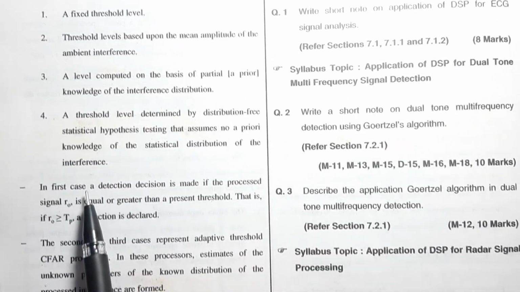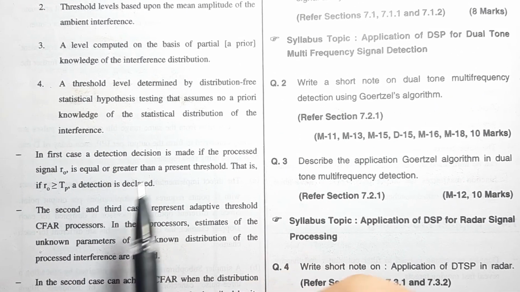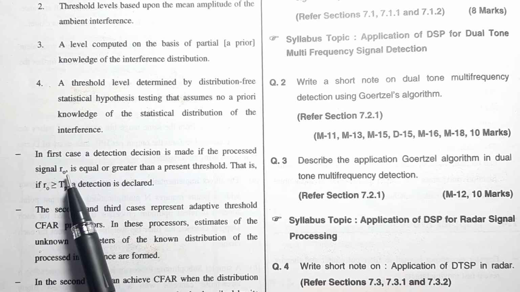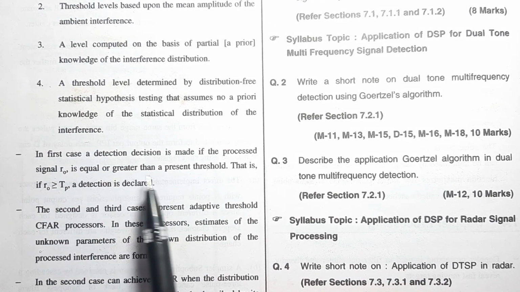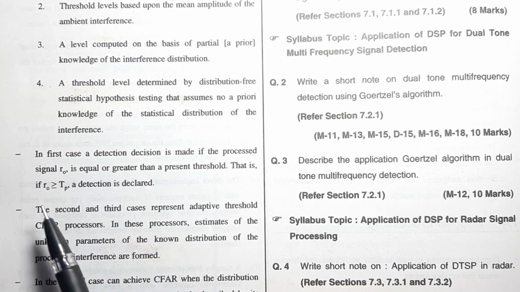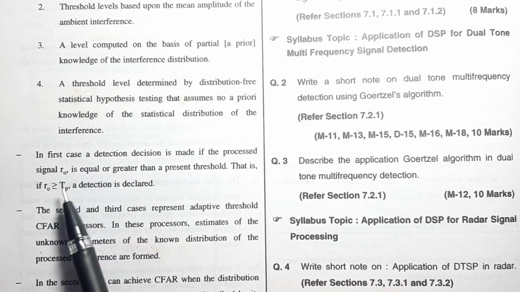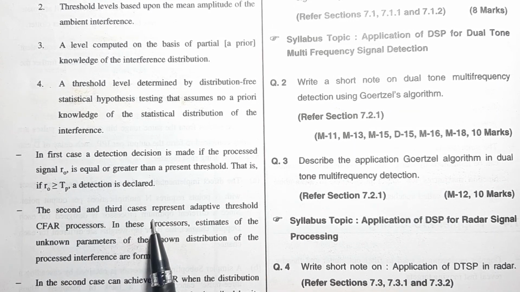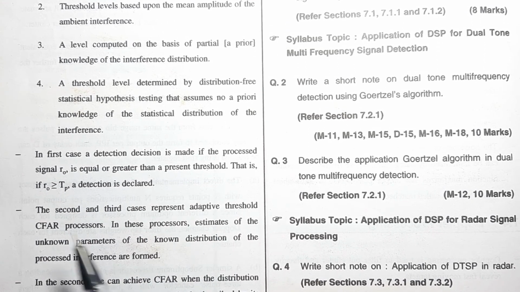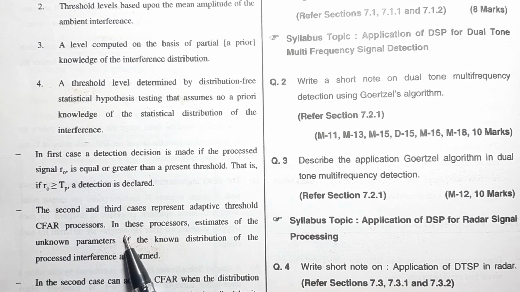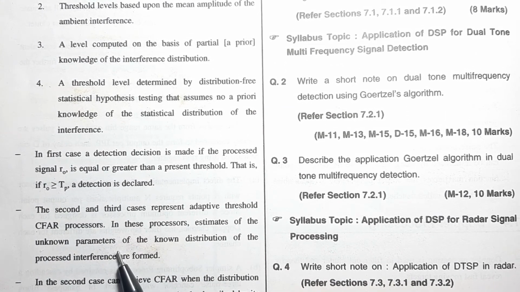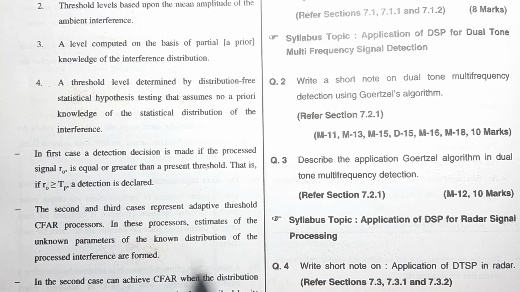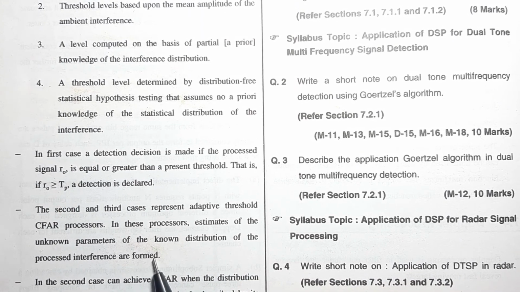Now, in the first case, a detection decision is made if the processed signal, that is nothing but your R0, is equal to or greater than the present threshold. That is, R0 is greater than or equal to the present threshold, TP over here. A detection is declared. Now, the second and the third cases represent the adaptive threshold CFAR processors. In these processors, estimates of the unknown parameters of the known distribution of the processed interference are formed.